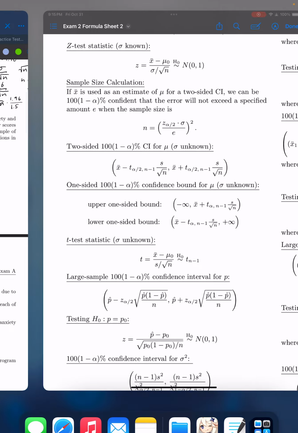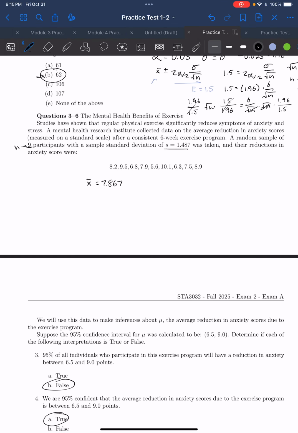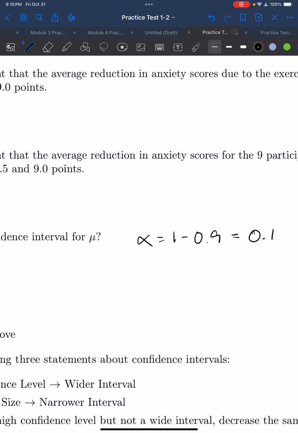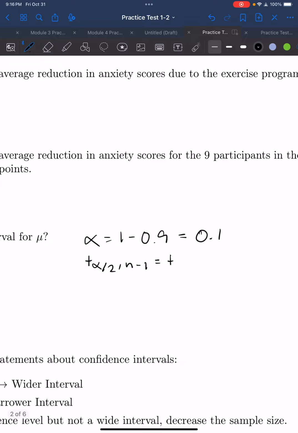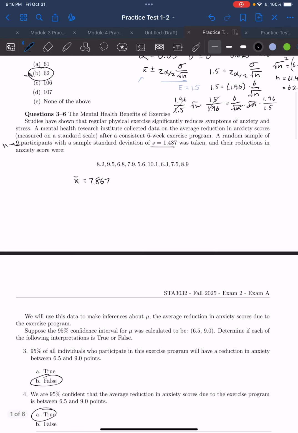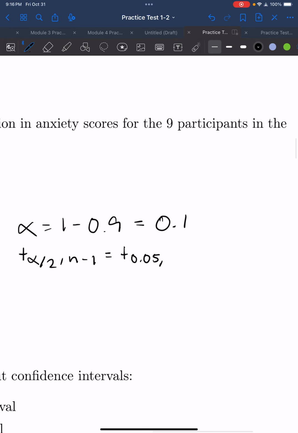For our two-sided confidence interval, we can just solve for our values. So we need to find our t value. Our t is alpha divided by 2, with degrees of freedom of n minus 1. So this is t, and our alpha divided by 2 is 0.05. Our sample size n is 9, so n minus 1, 9 minus 1, is 8.